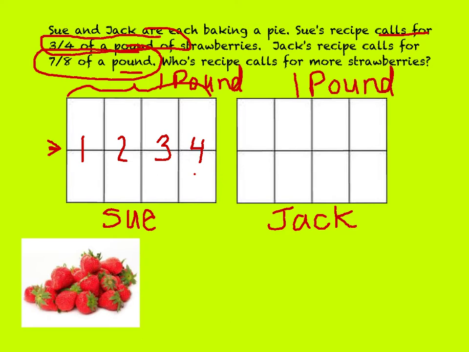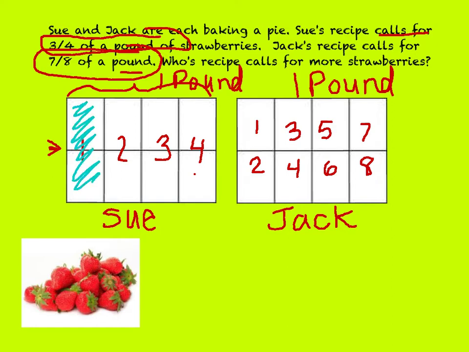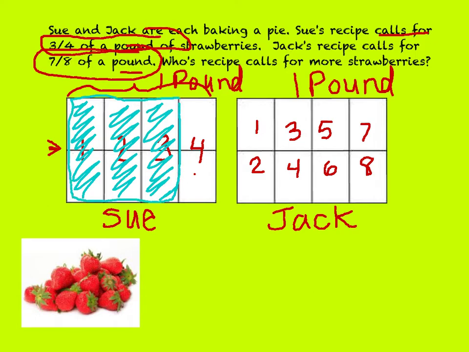All right, but here Jack, his is an eighth. So we're going to go 1, 2, 3, 4, 5, 6, 7, 8. So his pound is broken down into 8 sections. And Sue's pound is only broken down into 4 sections. Her groups are larger. All right, and I'm going to change my pen color so you can see what's going on here. We need to have 3 of her strawberry sections, 3/4 of the pound. So we're going to shade in all of this area right here, 3/4 of a pound.